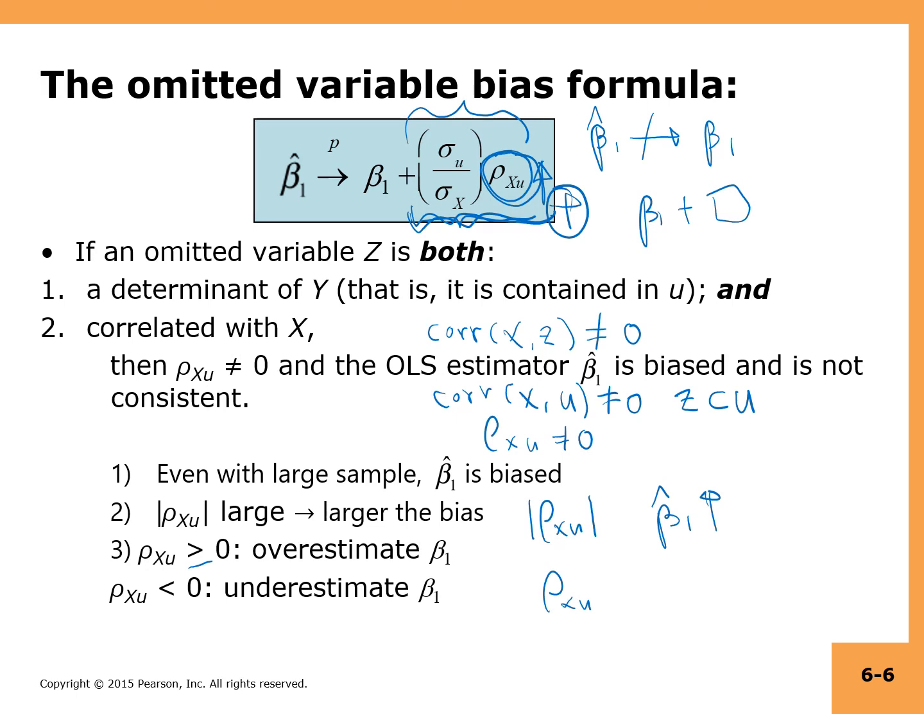And the other way around, if the correlation between x and u is negative, then this entire term would become negative, which means that now beta hat 1 will converge to something that is less than the true beta 1. So beta hat 1 would always underestimate beta 1.